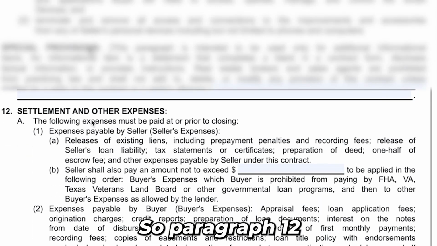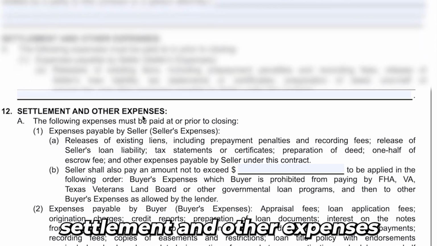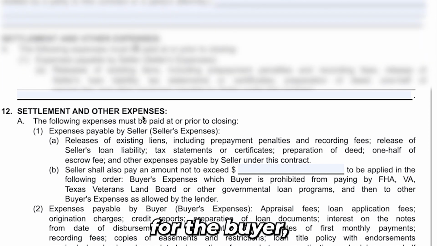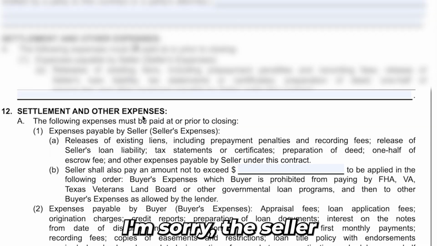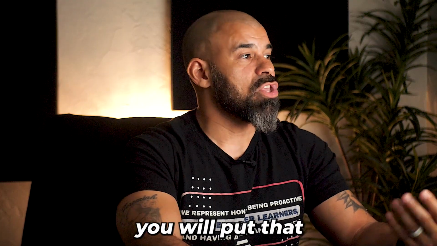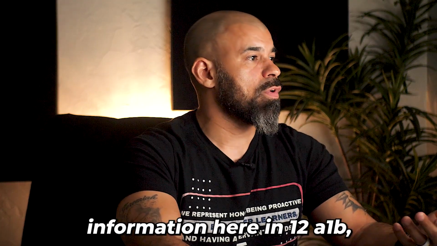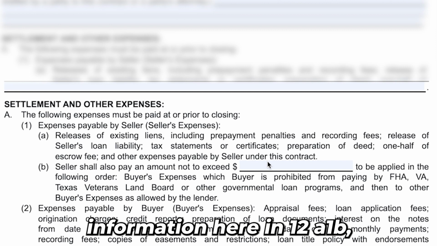So paragraph 12, settlement and other expenses. If your client is going to ask for the seller to pay any of their closing costs, you would put that information here in 12A1B.